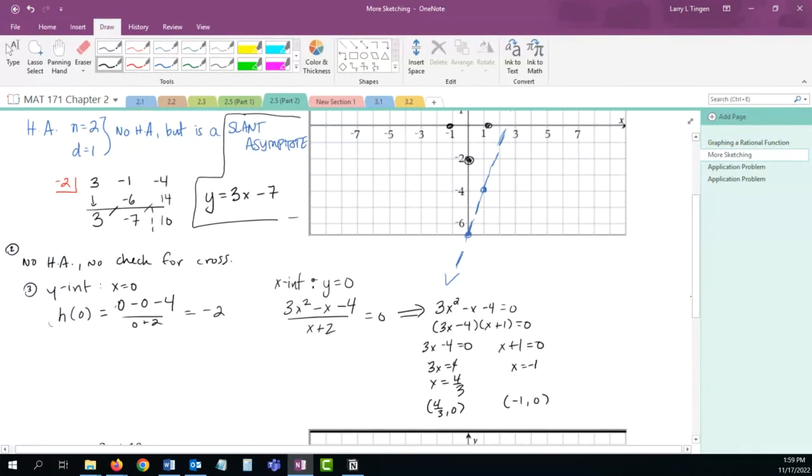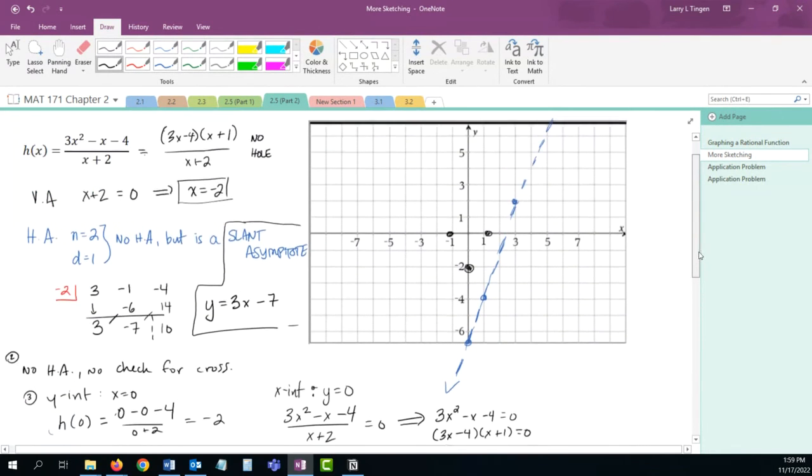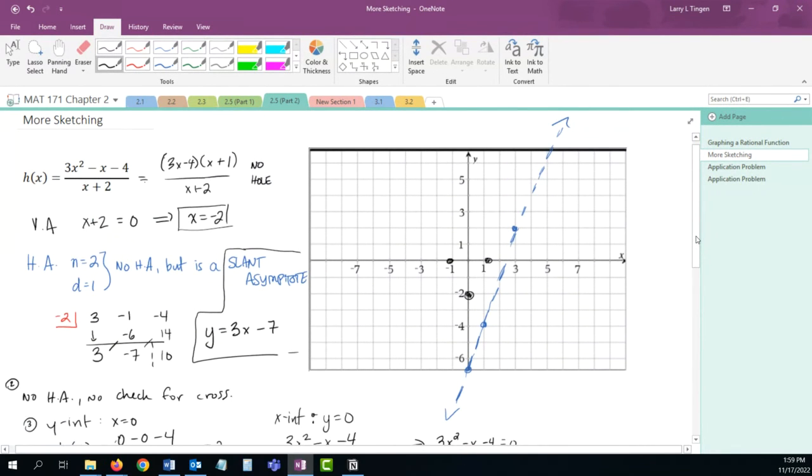So I got that. What else? So this one's a bit odd because of that slant asymptote cutting through it. So next thing I want to do is I don't have any points to the right of the slant asymptote, right? So I do want to try to find something over here. I'd also like to find something over here because this is very confusing, right? It looks like a triangle.